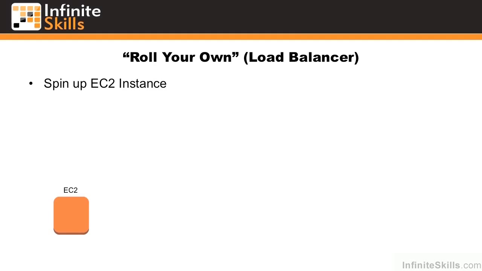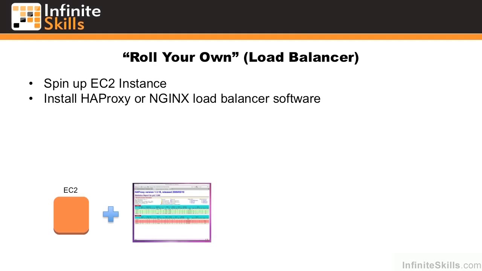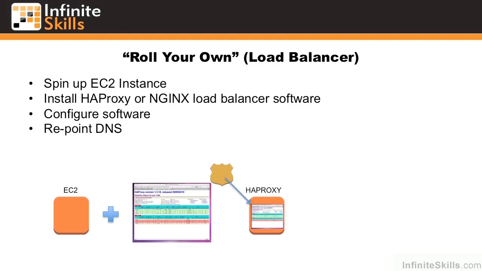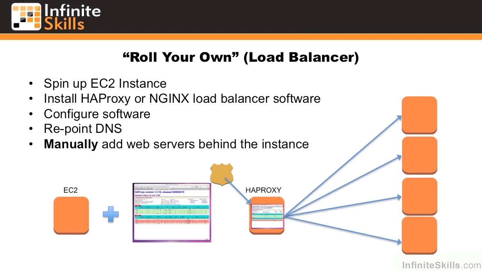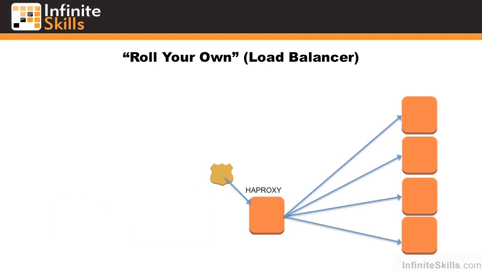First of all, let's look at a roll your own load balancer and the steps involved. The first thing you do is obviously spin up an EC2 instance. Next thing is choose some sort of software to provide the load balancing function. HAProxy or Nginx are common popular options. Next, you configure the software to run inside of the EC2, and you repoint your DNS to that server. Then you have to manually add web servers behind the instance.